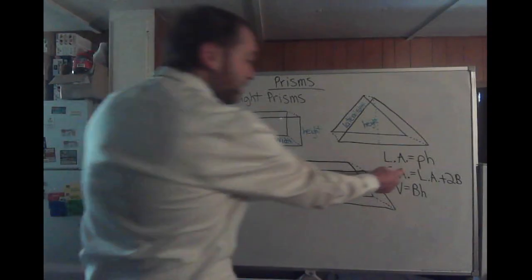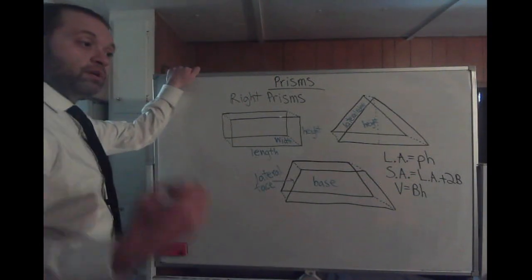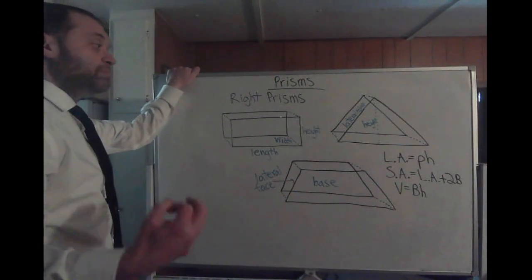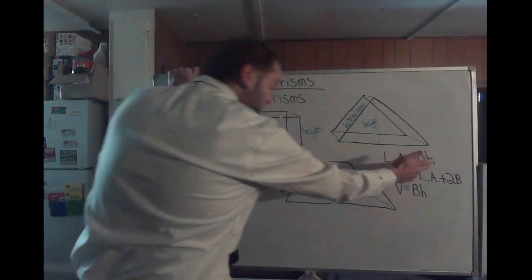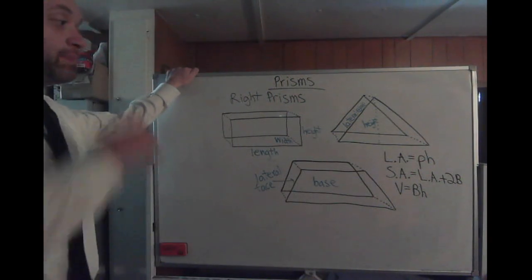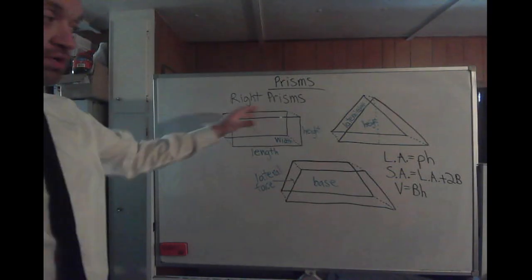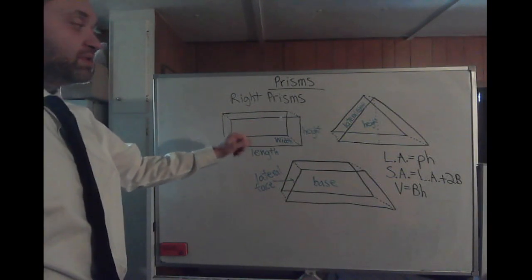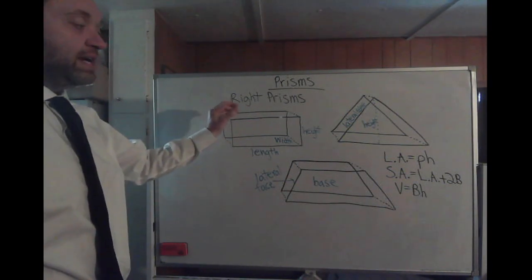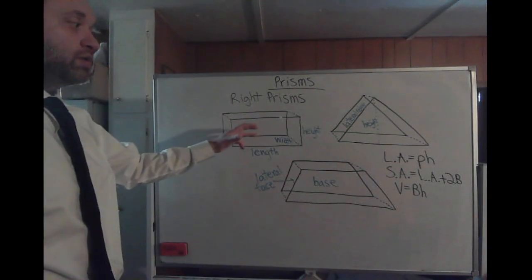The lateral area can be found by taking the perimeter of a base and multiplying it by the height of the prism. If that makes sense, because the perimeter, of course, is just the distance around, while the lateral area is kind of like the 3D version of the perimeter.